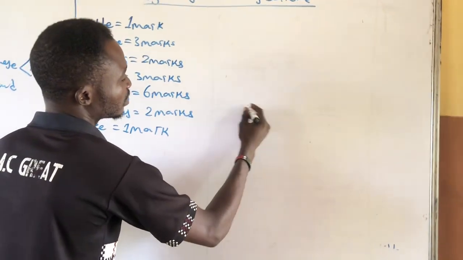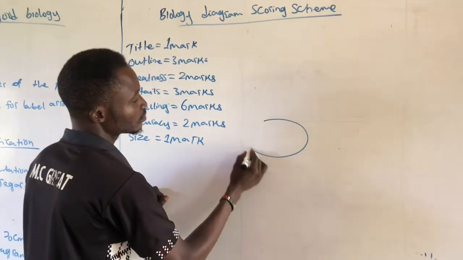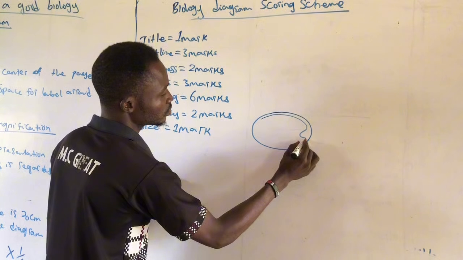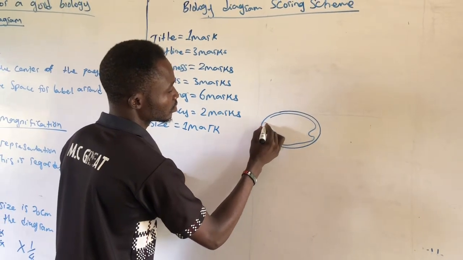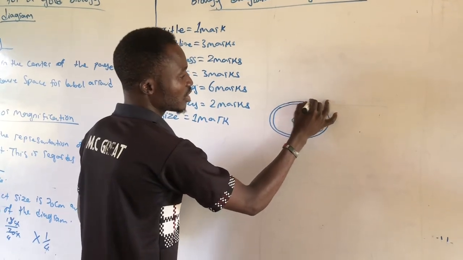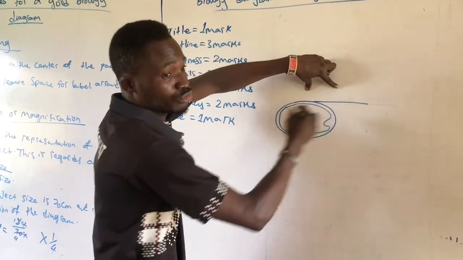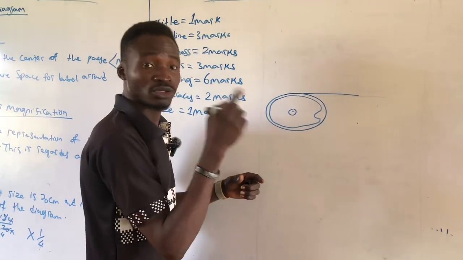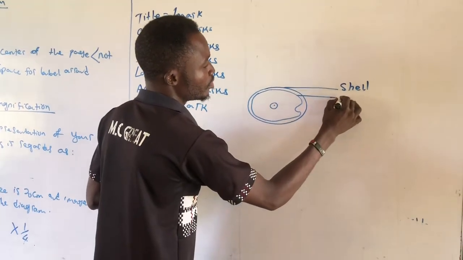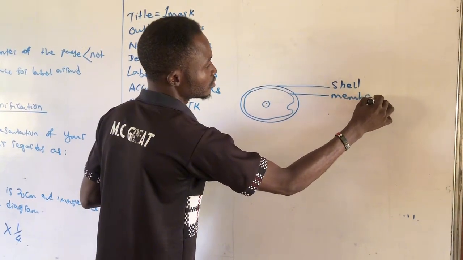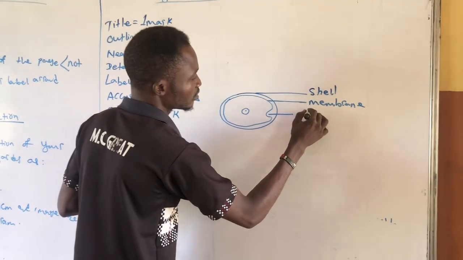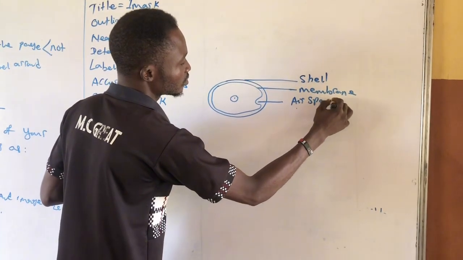Something like this. Looking like this. Did you see that? Did I sketch? No. I did not. I did not have a ruler. I would have used a board ruler to rule, but I don't have a board ruler here. But take note, make use of a ruler. This is shell. This is membrane. This here is air space. Are you getting that?